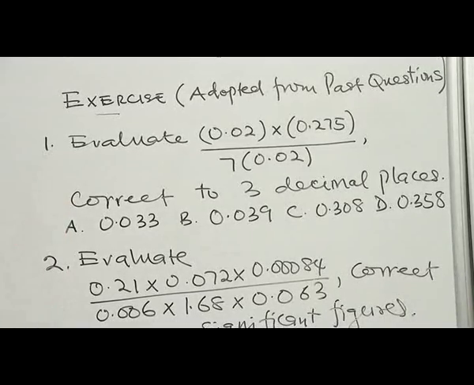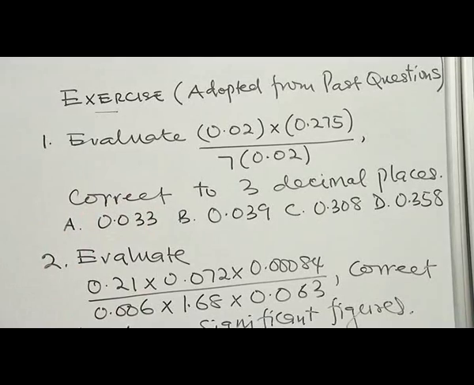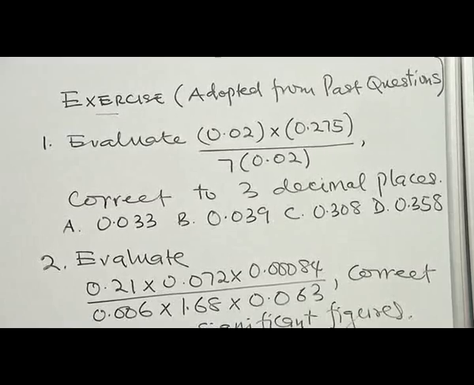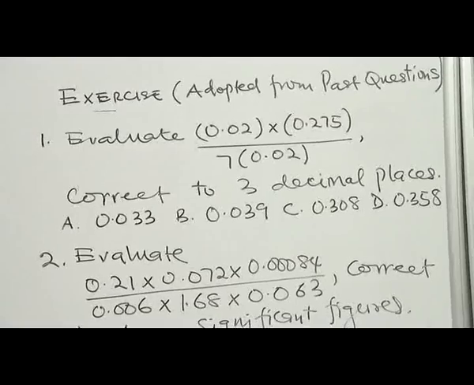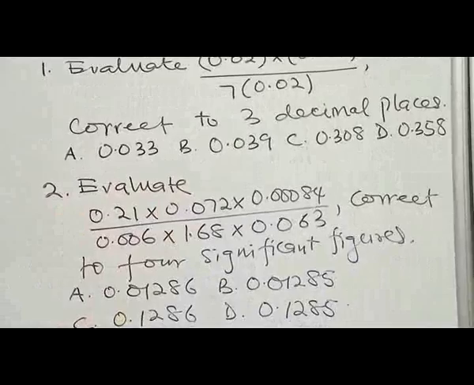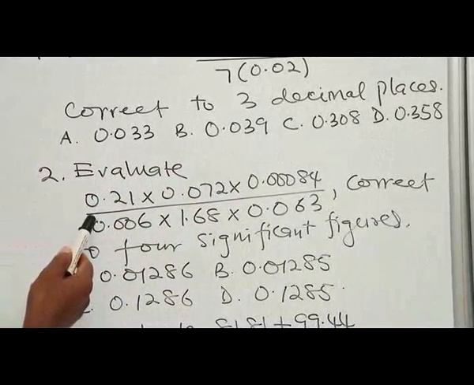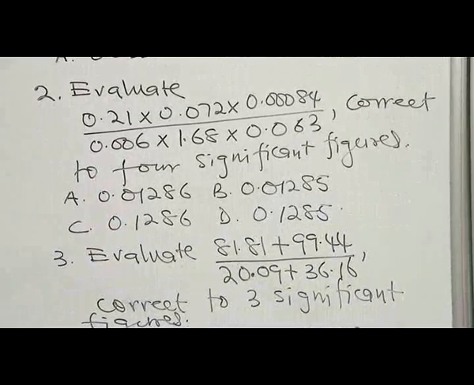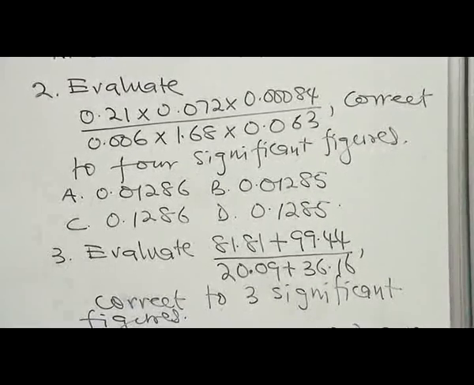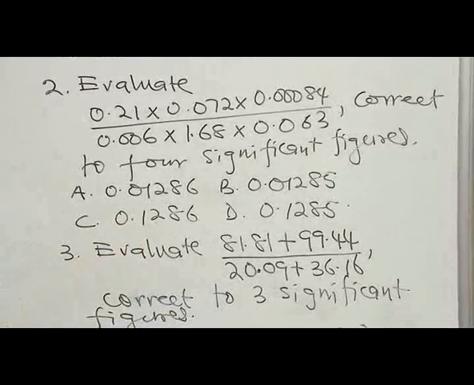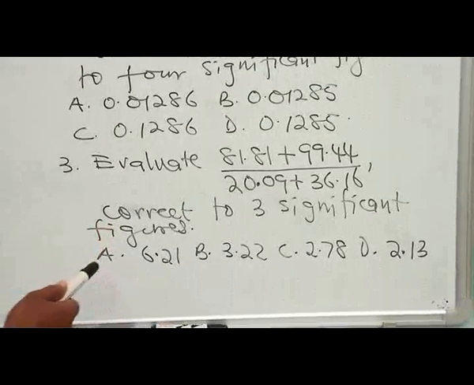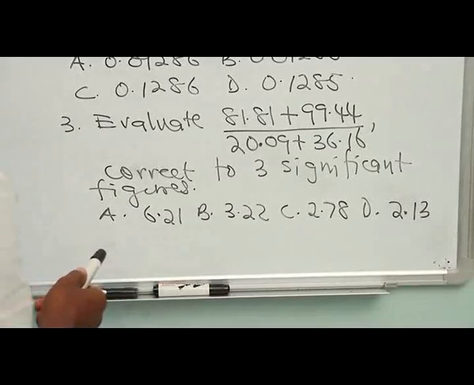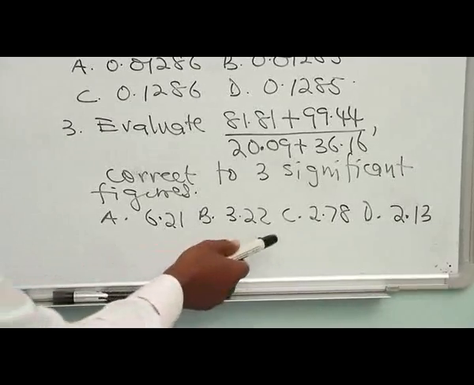Now let's take some exercises. And these exercises are adopted from past questions. Question number 1. Evaluate 0.02 times 0.275 divided by 7 times 0.02. Correct to 3 decimal places. And you have the various options A, B, C, D, as you can see them there. Number 2, evaluate 0.21 times 0.072 times 0.00084 all over 0.006 times 1.68 times 0.063. Correct to 4 significant figures. We have options A, B, C, and D. Number 3, evaluate 81.81 plus 99.44 all over 20.09 plus 36.16. Correct to 3 significant figures. The options A, B, C, and D are also there.